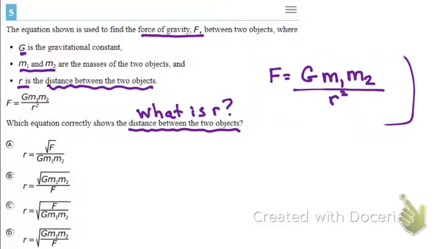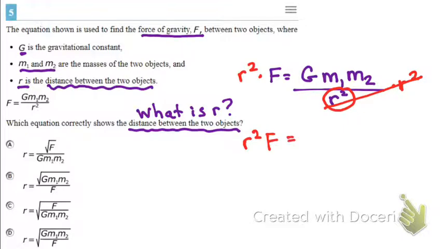So right now it's telling us what F is. We need to move that R over there and move all those other variables to the other side. So right now it's R squared, and we are dividing by R squared. If I want to move this dividing by R squared, to undo dividing, I multiply. So I'm going to multiply by R squared because R squared divided by R squared is 1. That cancels it out. And if I'm going to multiply by R squared there, I need to multiply by R squared here.